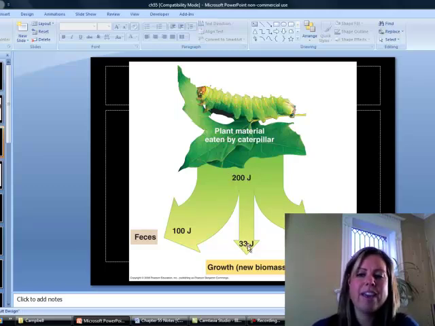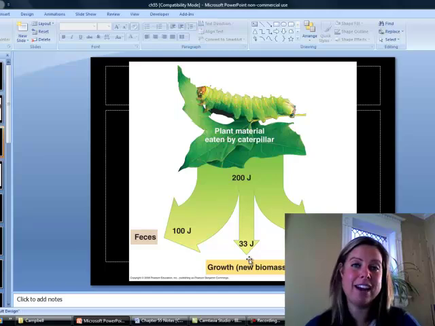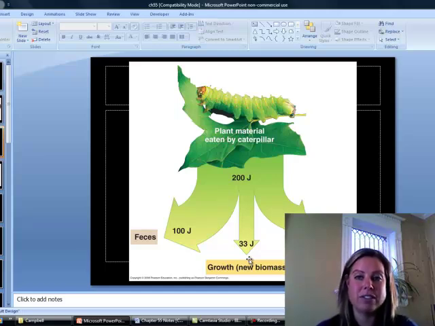Then 33 of those joules are going to go into new biomass of that organism. So only these 33 joules out of those 200 are getting passed on to whatever eats that caterpillar. Okay? So basically, it depends on how well they can gain weight, right? That's kind of what we're thinking about as far as this goes.